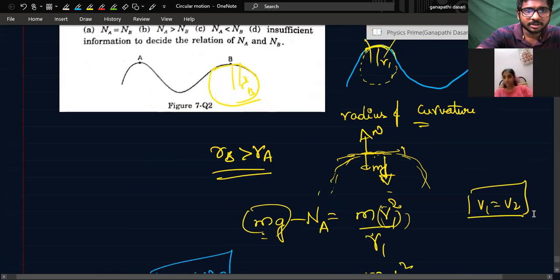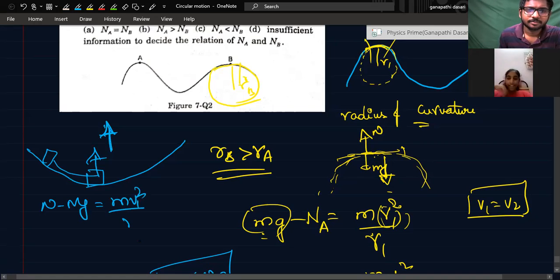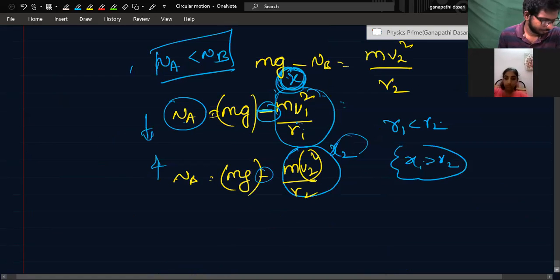Now in the same question, suppose the curve is like this. Here, circular motion is towards this. Centripetal force is towards like this. So N minus mg is equal to mv square by r. Got it? The equation will change a bit. Understood.